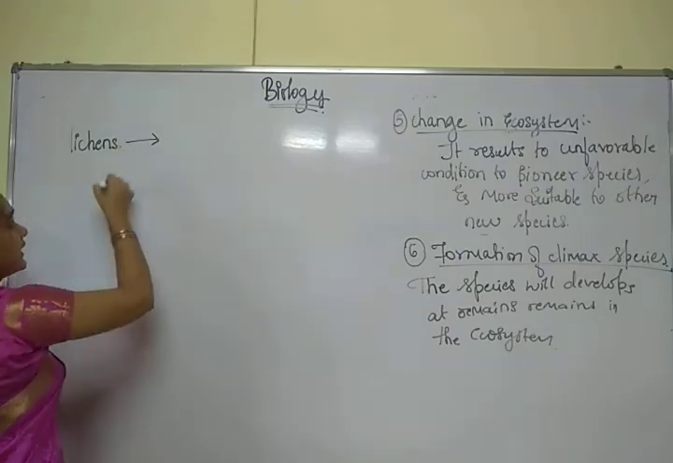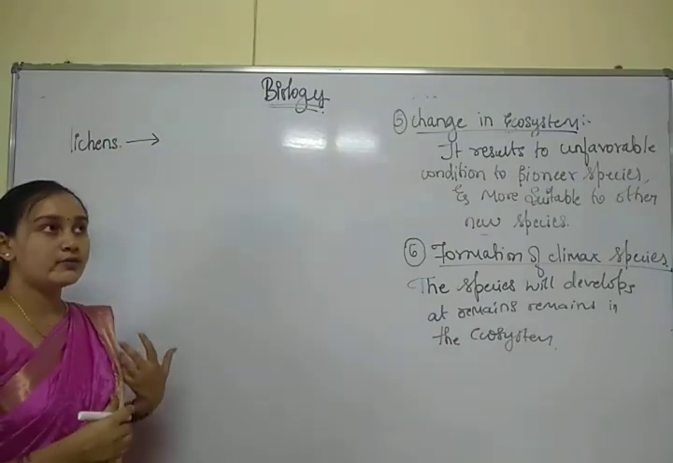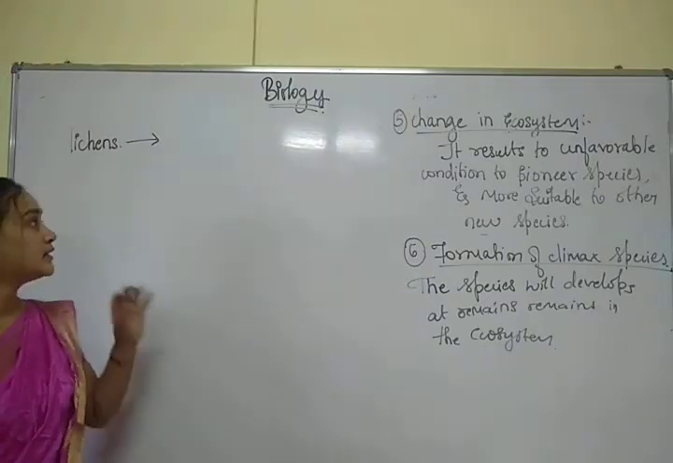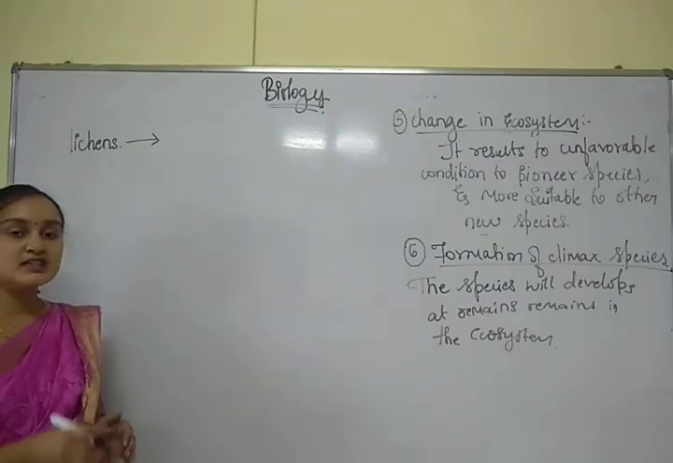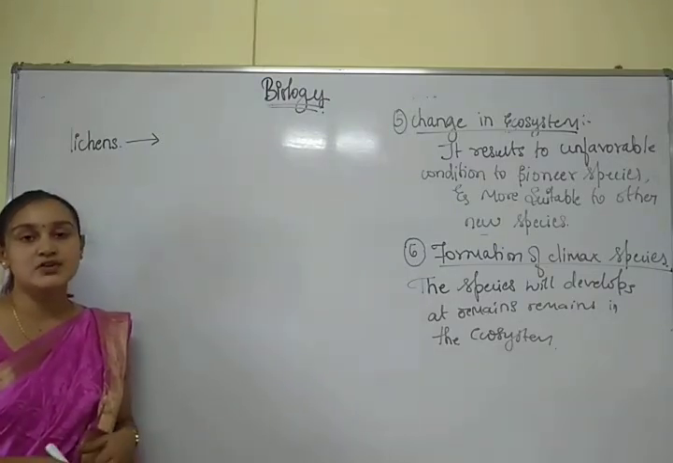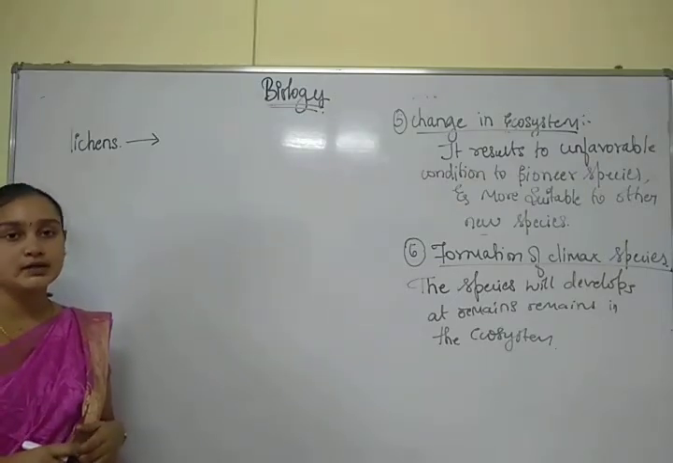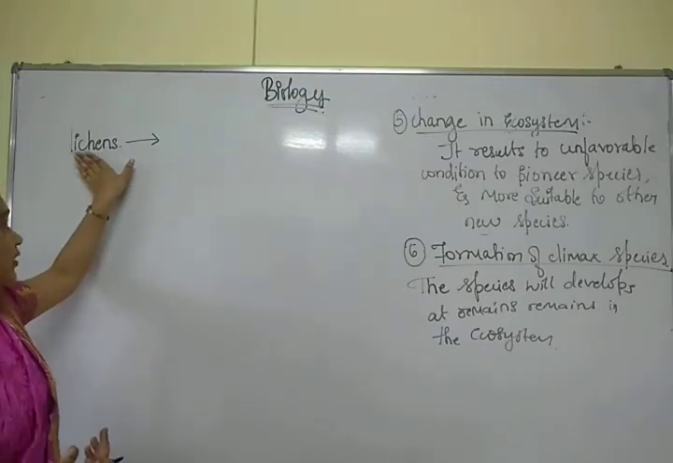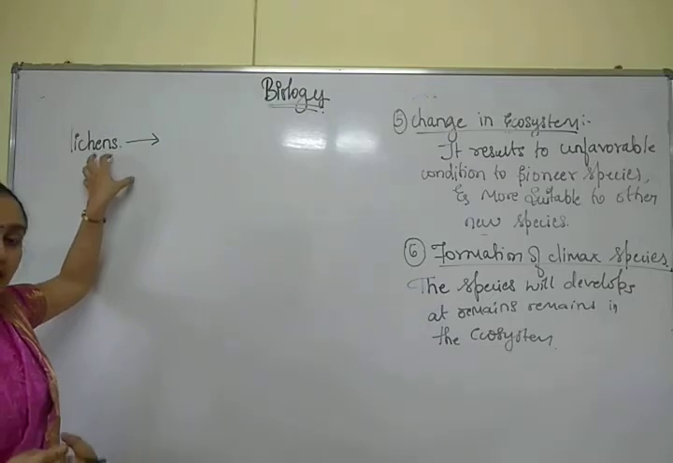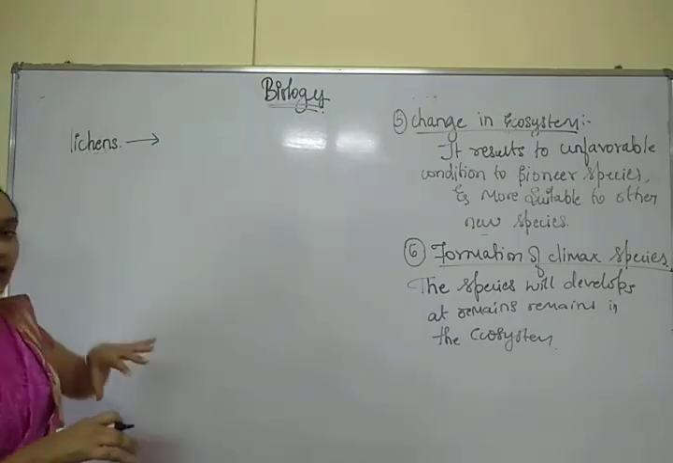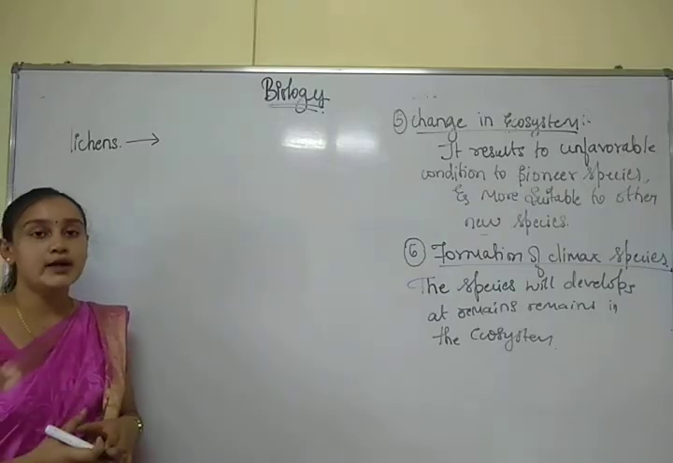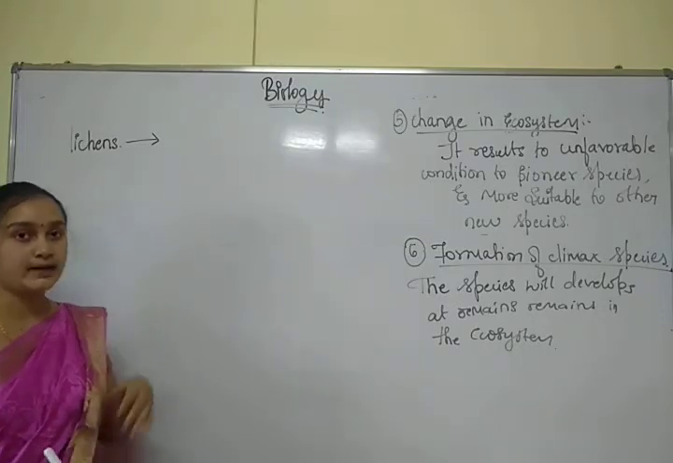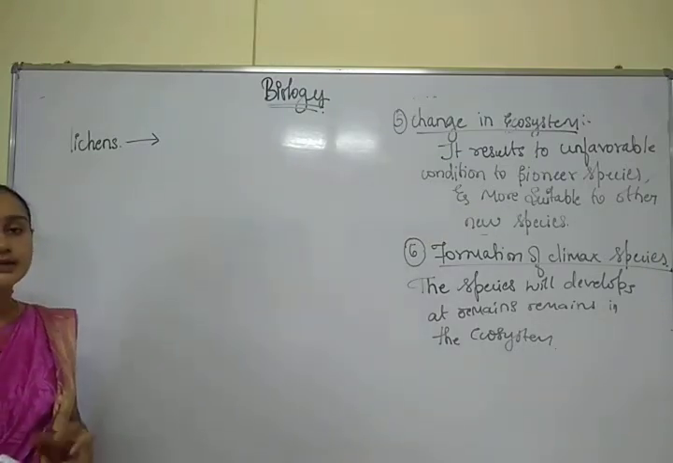This lichen will generate some organic compound, and that organic compound will degenerate the lava, and some layer of soil is formed. After the death of the lichens, the organic compound which is released degenerates the lava and helps some soil layers to develop. So now there is availability of soil.